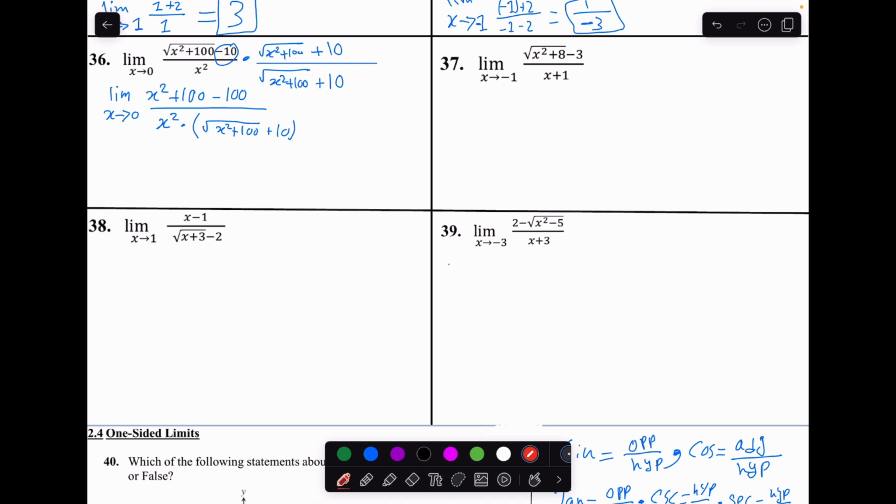We can cancel these together, and then we will cancel x squared with x squared, to get 1 over square root of x squared plus 100 plus 10.